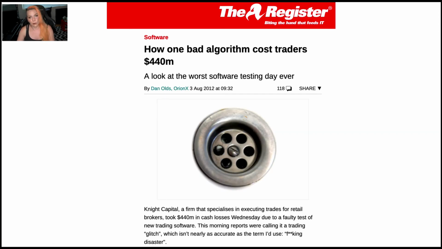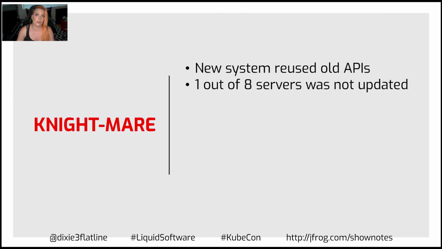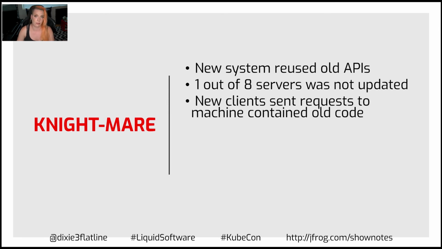This example is a little old, but it was so impactful then that it's worth mentioning now, and we can still learn from it. This is the Knight Capital disaster. Knight Capital was a trading firm that specialized in automated trading on the New York Stock Exchange. They decided to roll out a new system, and for some reason, they decided to reuse some old APIs, but some of the endpoints had changed. Somehow, one of the 8 servers was not updated. New clients sent requests, but one of those machines contained old code with an API that behaves differently.